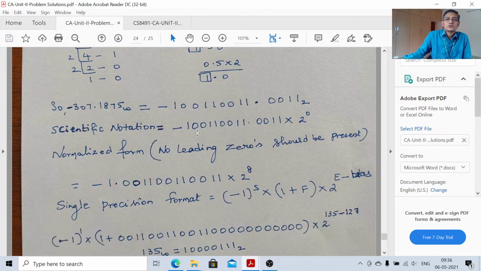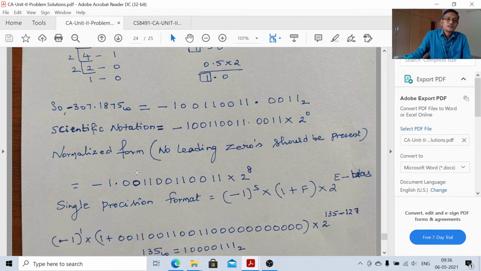When you shift digits from left to right, the exponent is incremented. How many digits? 1, 2, 3, 4, 5, 6, 7, 8. Until this 0, 8 digits we need to shift from left to right, so it becomes 2 to the power of 8. For each digit, the exponent value is incremented by 1. So after shifting to the right, it becomes minus 1.001100110011 into 2 to the power of 8. So this is the normalized notation.